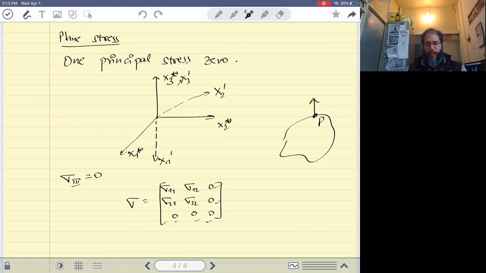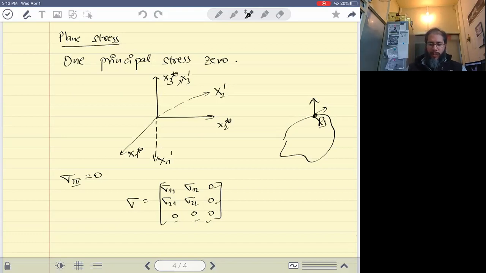And then you can take the other two directions as any two directions, such that you make a right-handed coordinate system. So then you can write the sigma or the stress tensor using these three directions. Again, we will see later in the course that we'll use the idea of plane stresses. But right now, we just want to state the definition that plane stress is a situation where one of the principal stress values is 0.